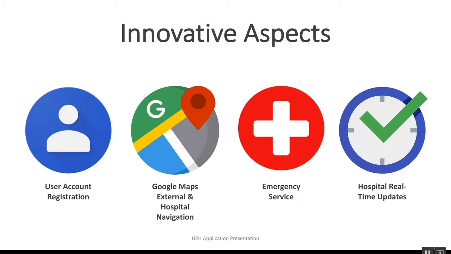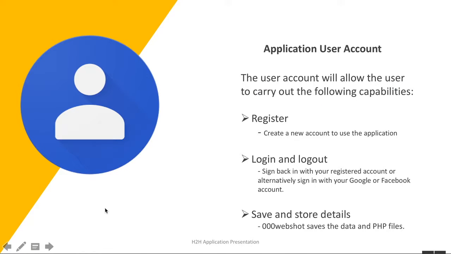The following are innovative aspects of our application. First off, we offer a user account and registration, which allows the user to sign in and out, as well as register for a new account. We've implemented Google Maps API and Google Directions API, as well as offering hospital navigational directions to the user. We also offer emergency service, which allows the user to call the emergency service with a two-click functionality. And we also offer real-time hospital updates for the user so they can get relevant information for hospitals and the healthcare industry in Ireland.